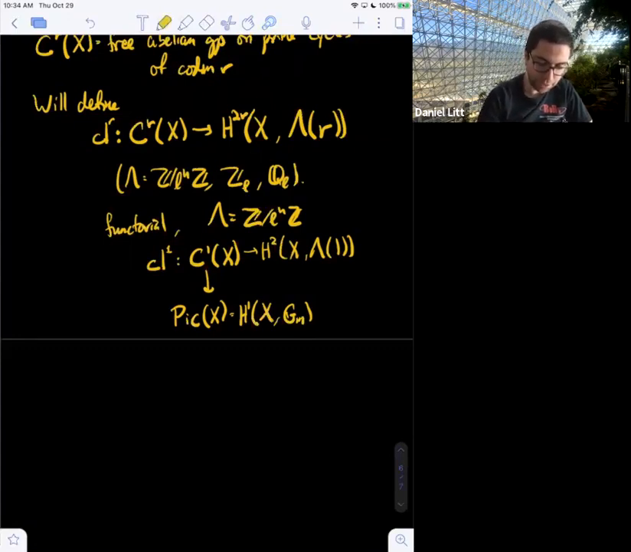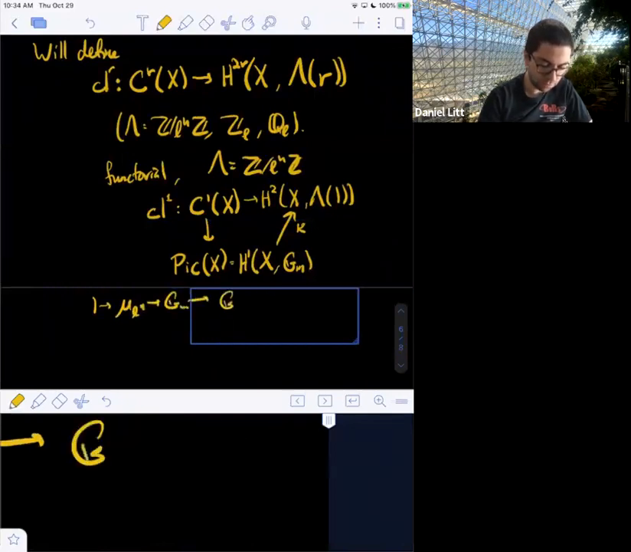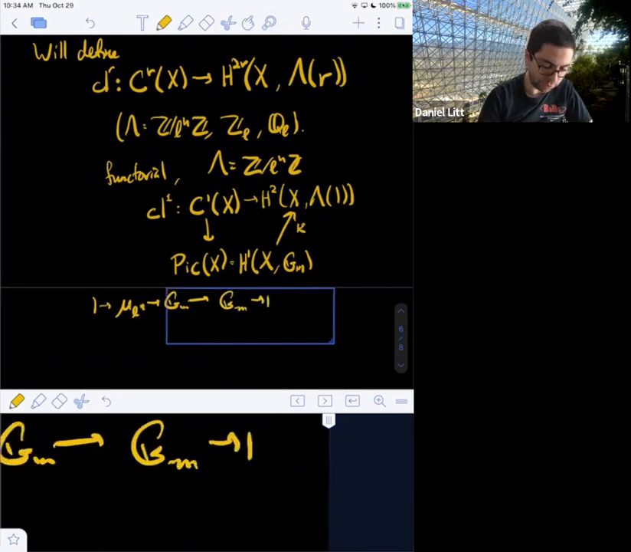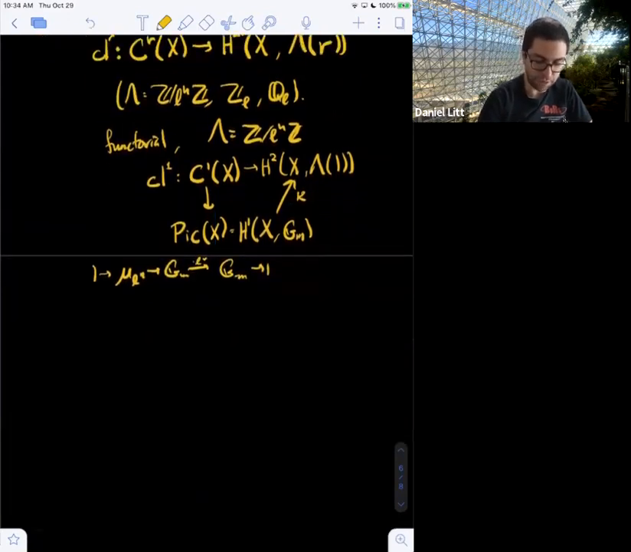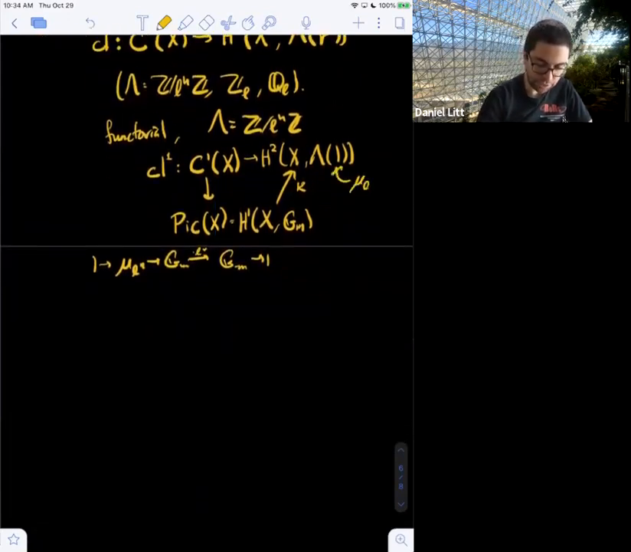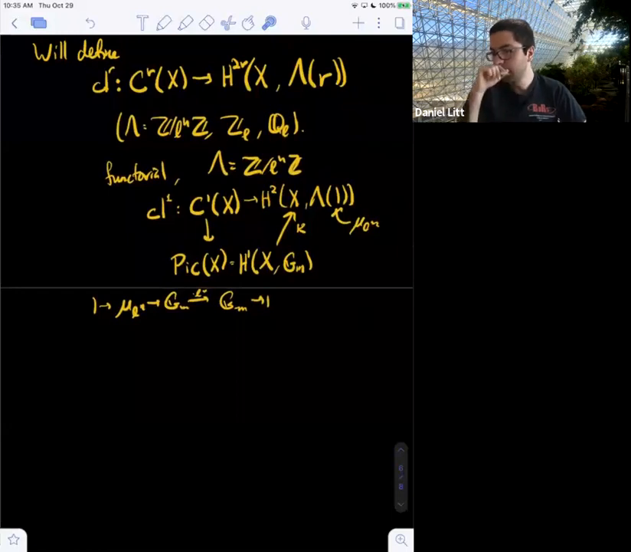Then there's a map to this thing, which is the Kummer map. Let me remind you what that is. We have 1 to μ_{l^n} to G_m to G_m to 1, where the map is taking l^n-th powers, and that induces a map. The boundary homomorphism here is a map from H^1 of G_m to H^2 with coefficients in μ_{l^n}. We already know what H^1 is. Great. All right. Are there any questions about that?